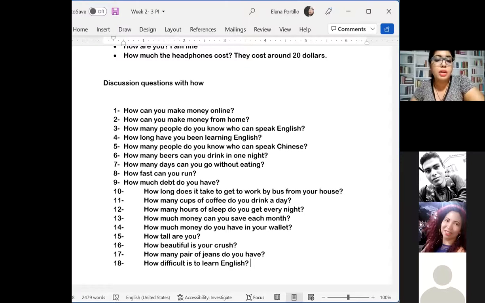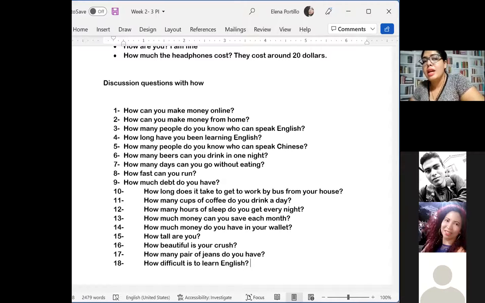How much money do you have in your wallet? None. I don't have any money in my wallet. But this is a question that we can change with our experience. How tall are you? In this case, we are going to talk about the size and how tall we are. How beautiful is your crush or the person you like?